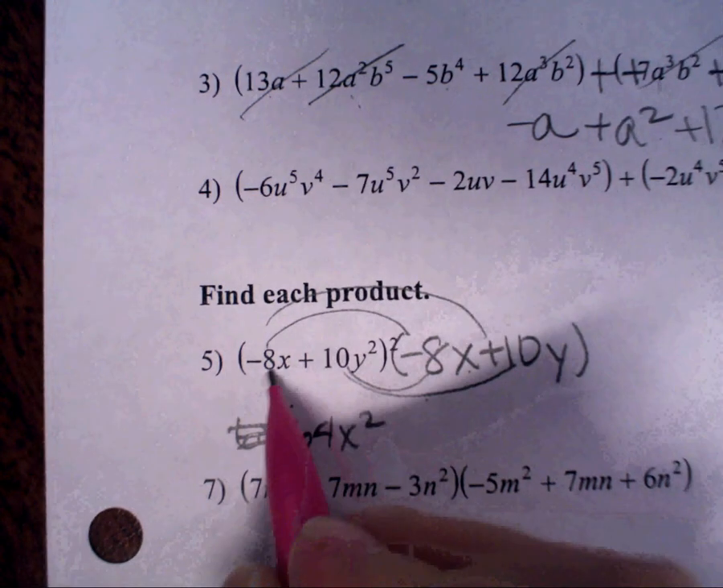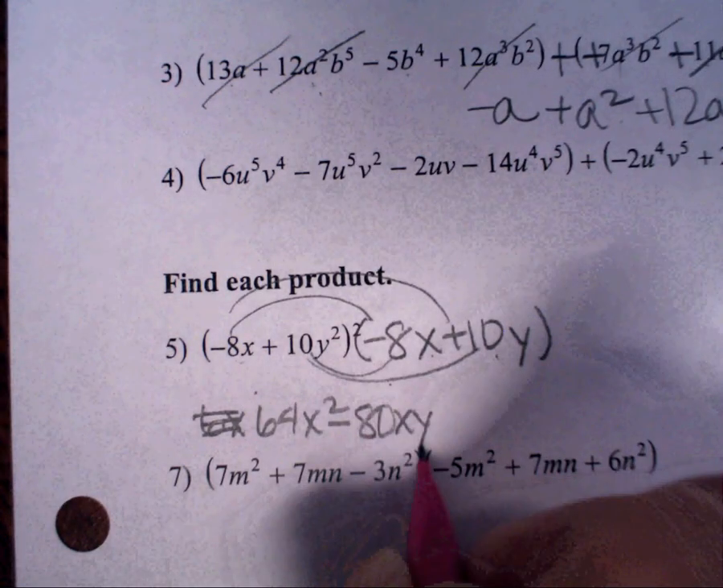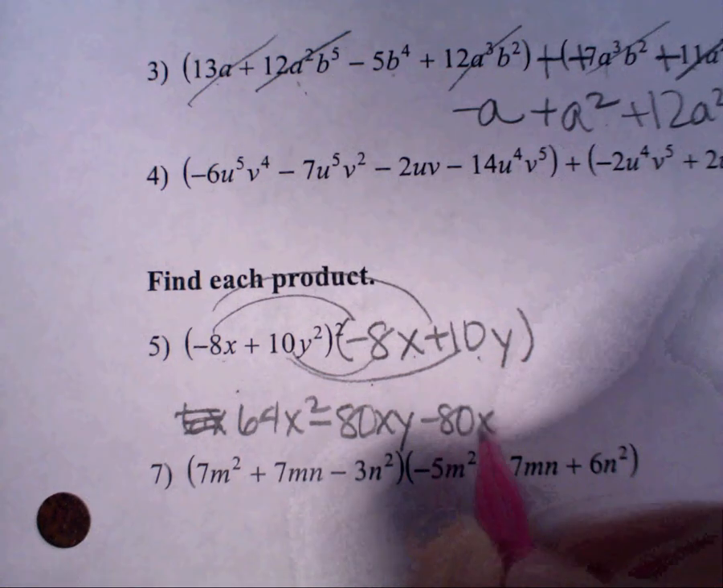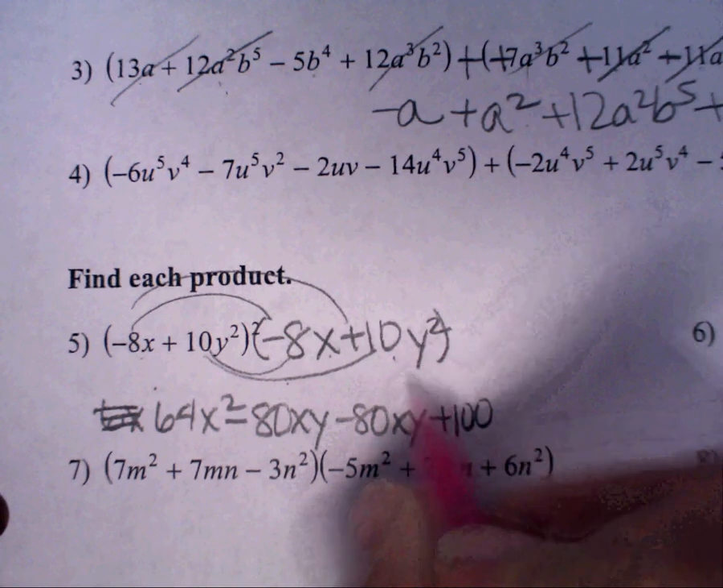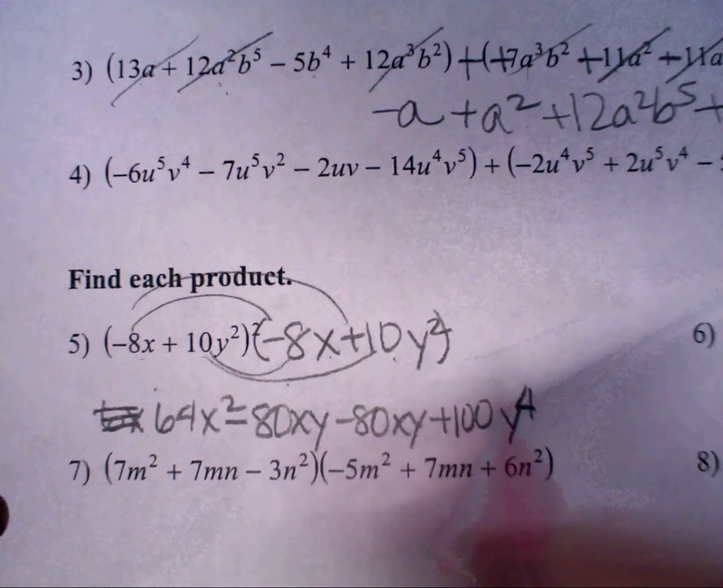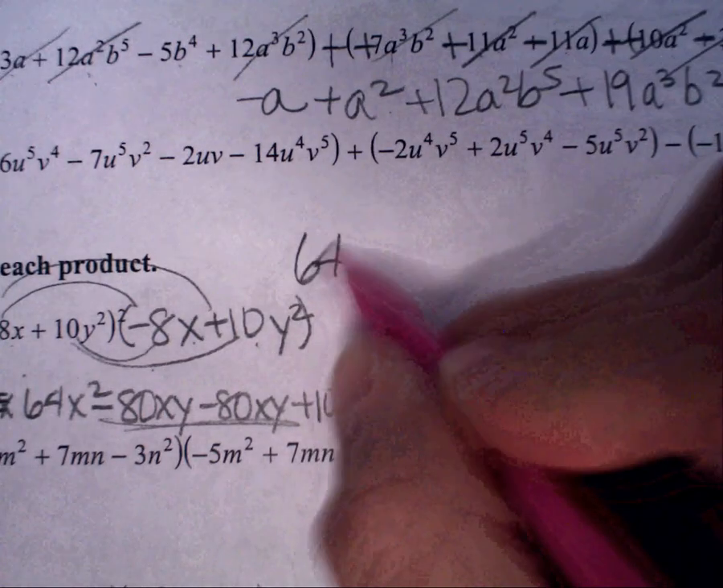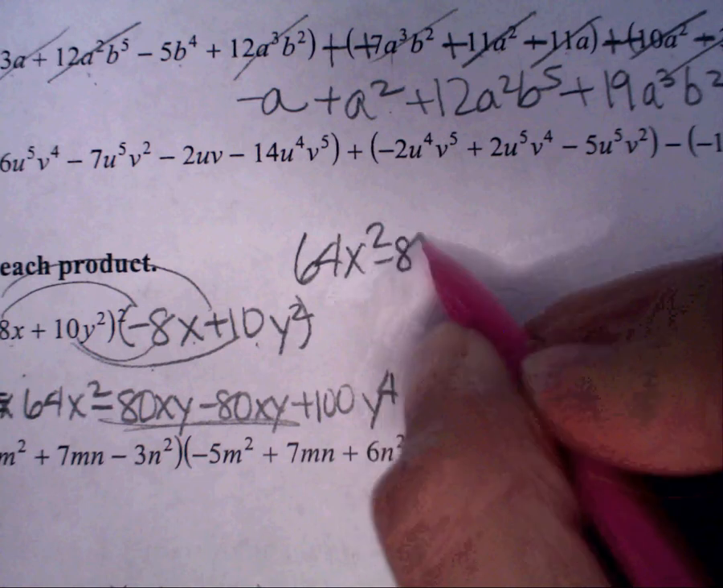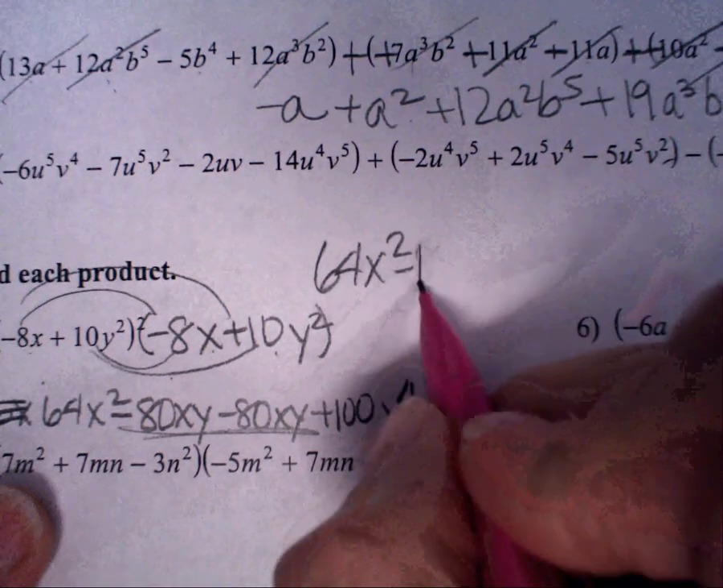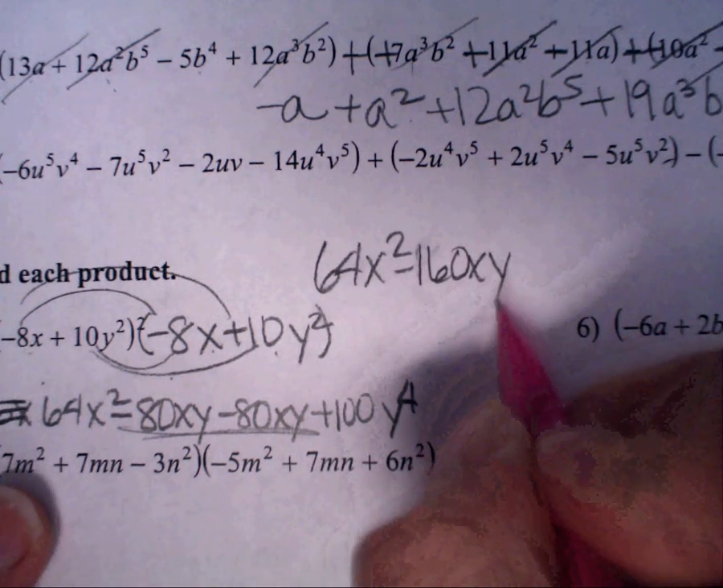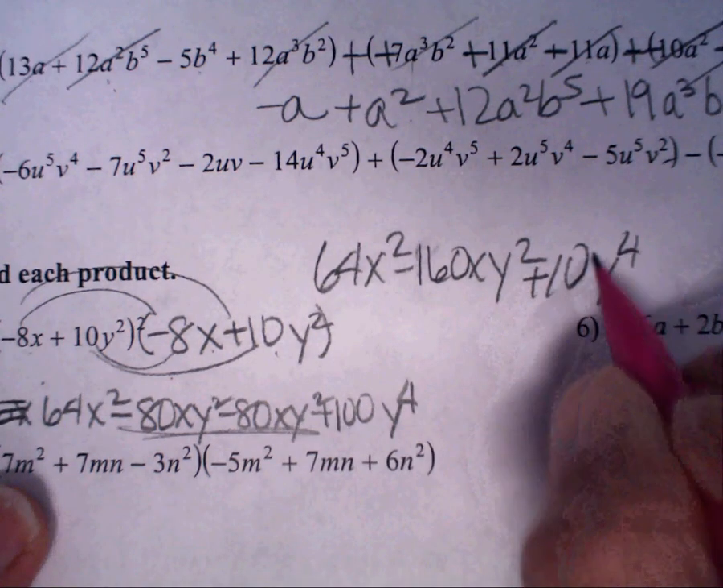So negative 8x, positive 64x, oopsie, x squared, negative 8x, positive 10y, negative 80xy, and then a negative 80xy, and then a positive 100y to the fourth. Then we put together our like terms, which will be the middle two terms. So your final answer is 64x squared minus 80, oh, not minus 80, minus 160xy squared, forgot my little squares, plus 100y to the fourth.